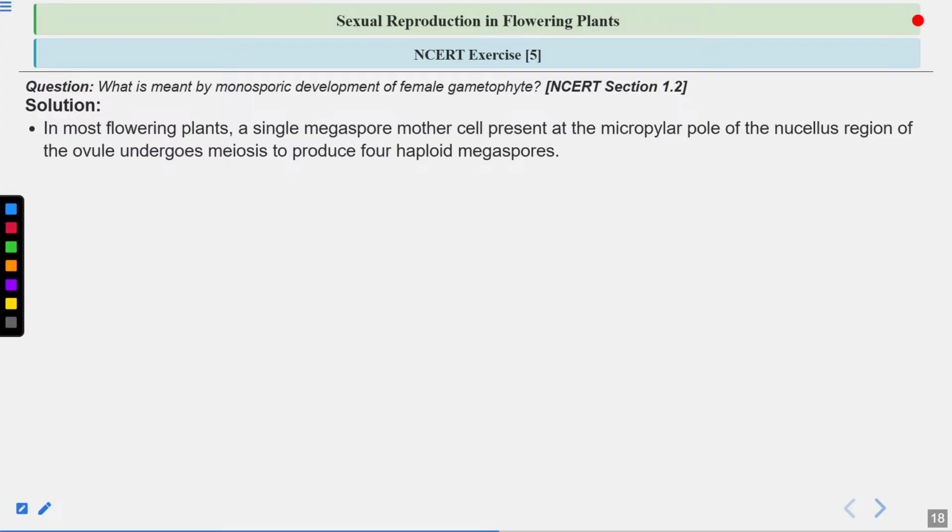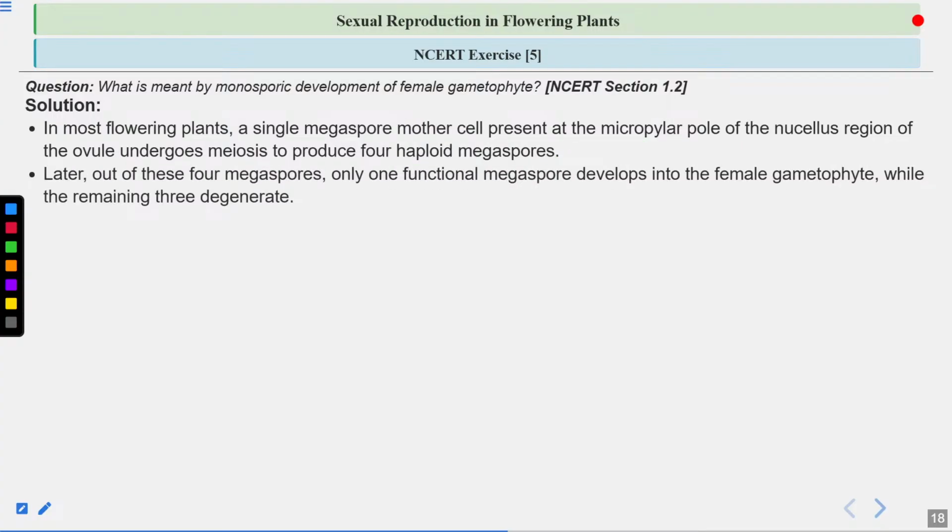In most flowering plants, a single megaspore mother cell present in the micropylar pole of the nucellus region of an ovule undergoes meiosis to produce 4 haploid megaspores. So they are telling the same thing: at the micropylar pole, one of the nucellus cells, that is called the megaspore mother cell, undergoes reduction division or meiosis, and that forms the 4 haploid megaspores.